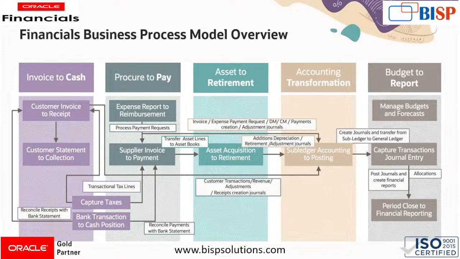We transfer the accounting by create accounting through subledger, and the data is pushed to the GL. The numbers get pushed to the GL, and in the GL we create allocation reports, we prepare the financial reports, and reports and forecasts we can do from there. So basically this is the financial business process flow model overview.